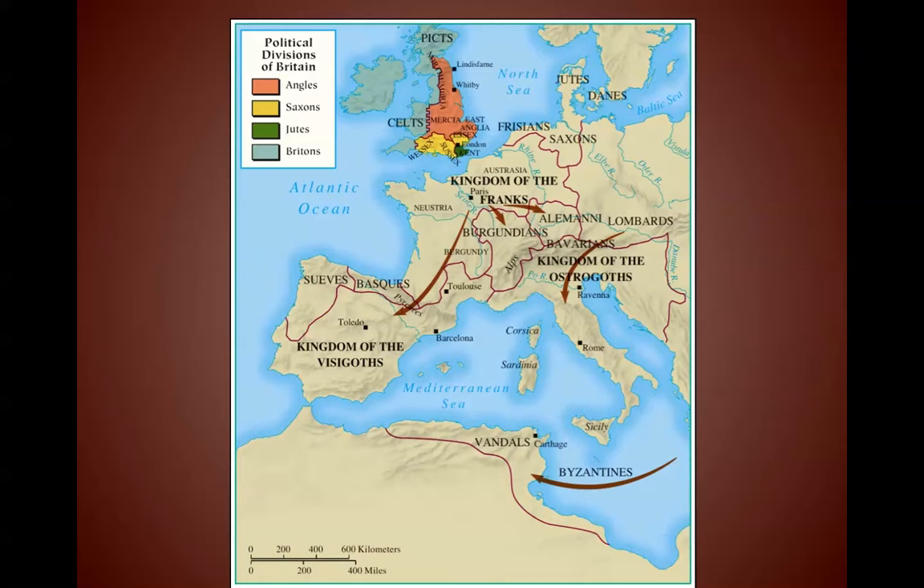Around the 5th century AD, the 5th century of the Common Era, the 400s, the Roman Empire finally collapses, and what you're left with in Europe are a large group of Germanic and Celtic-speaking peoples who are trying to establish some kind of order.